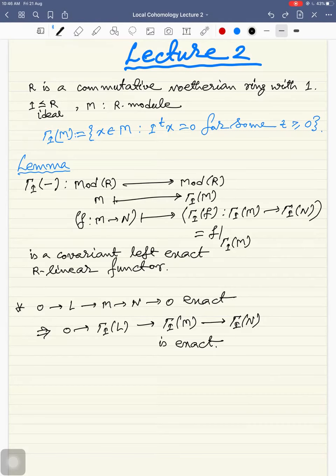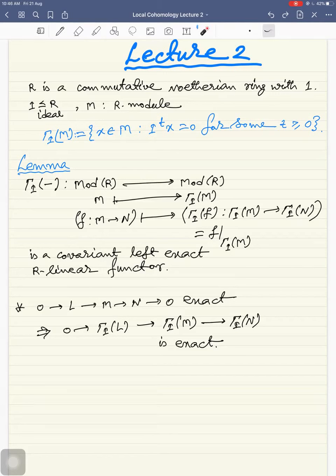Welcome to the second lecture of local cohomology. So in the last class we have revised injective modules and injective resolutions, and also we have seen the I-torsion functor. So let me recall quickly what the I-torsion functor is.